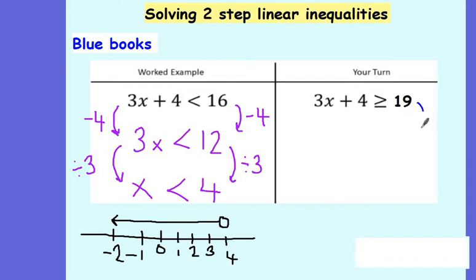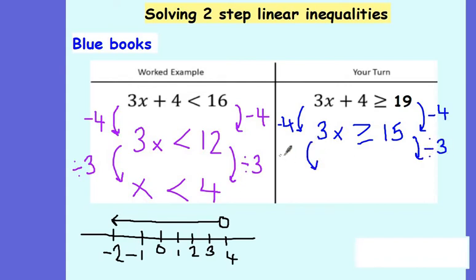Right, let's go through the answer. I'm going to start by subtracting 4 from both sides. That tells me 3x is greater than or equal to 15. I'm then going to divide by 3. Which tells me that x is greater than or equal to 5. So x can be any value as long as it's greater than or equal to 5.